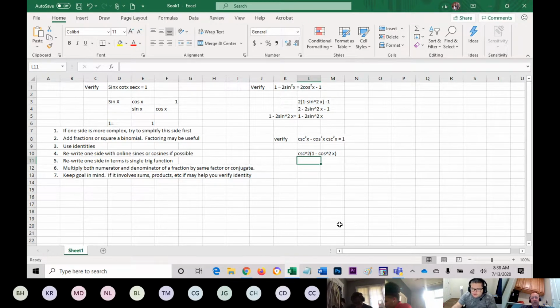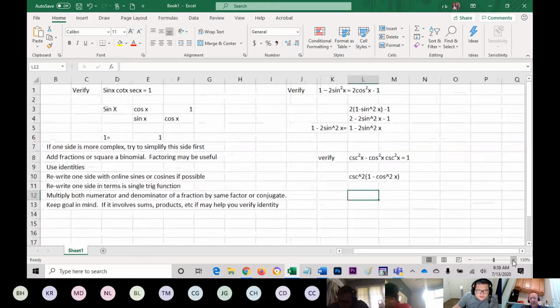Oh goodness, the text is too small. You want me to make it bigger? How's that? That works. Rewrite one side with all my sines or cosines if possible. That's a very useful side, next thing here.